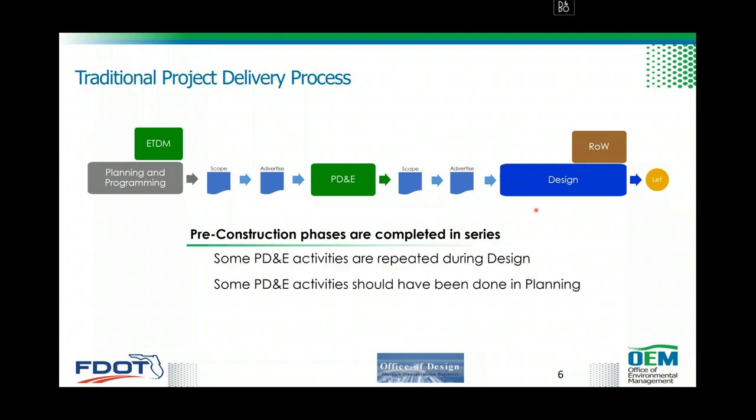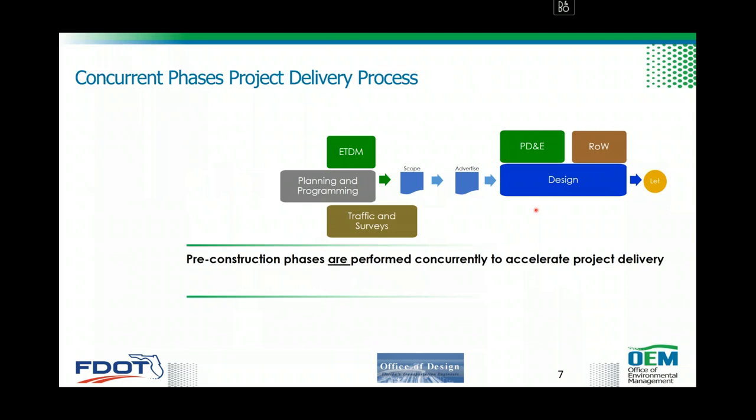So if you look at this process, all the phases are completed in series. What we realize is that there are some PD&E activities that are repeated during design, and also some PD&E activities that should have been done in planning, so there's some repetition in this process. And the concurrent phase is going to look like what is displayed here on the screen.